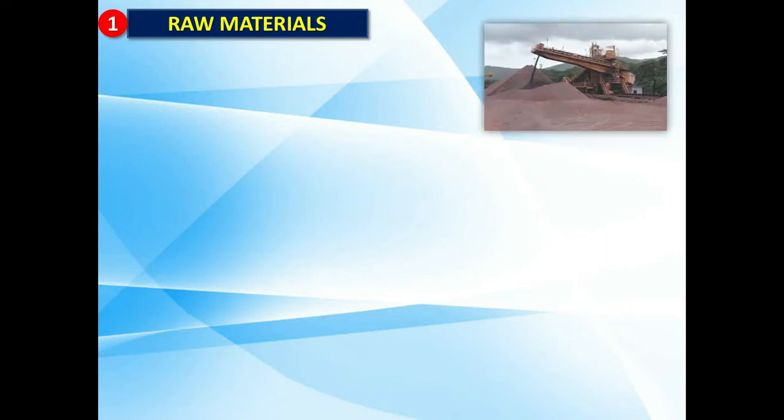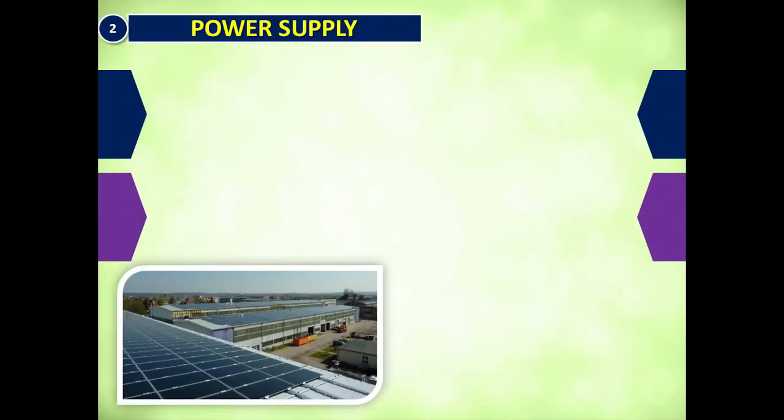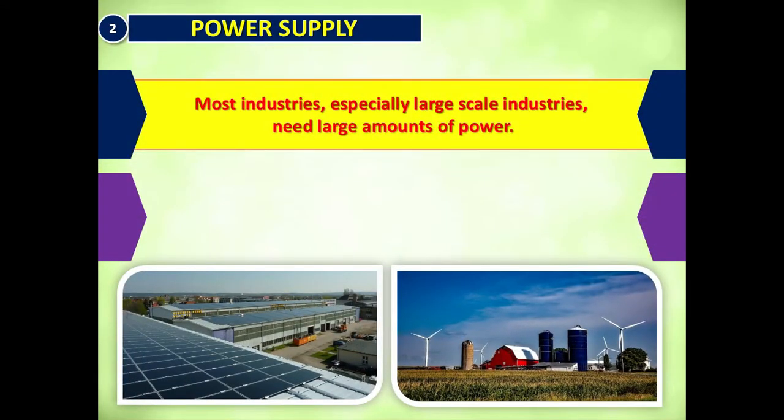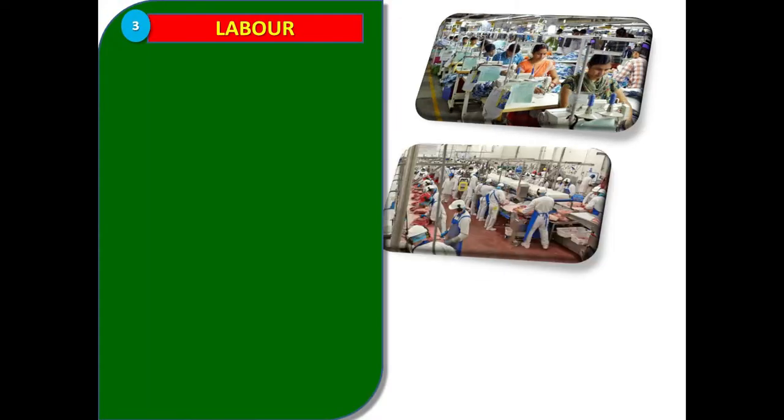First one is the raw materials. Industries that need large amounts of bulky or heavy raw materials are located near sources of raw materials. For example, the iron and steel industry requires raw materials like coal and iron ore. And number 2 is the power supply. Most industries, especially large-scale industries, need large amounts of power. These days, with solar power and wind power becoming common, the location of industries is becoming more decentralized.